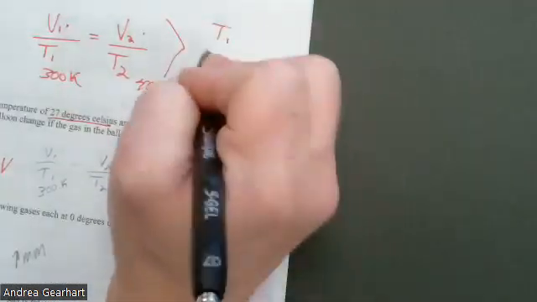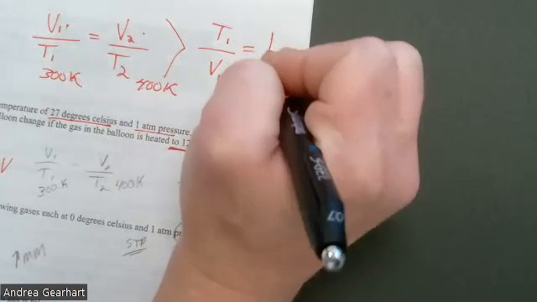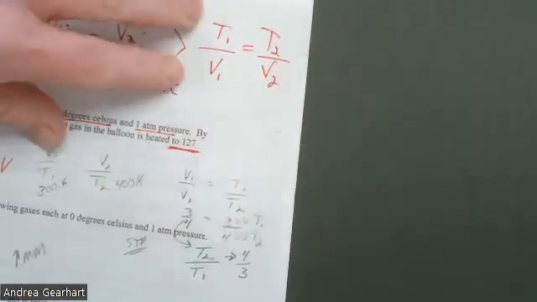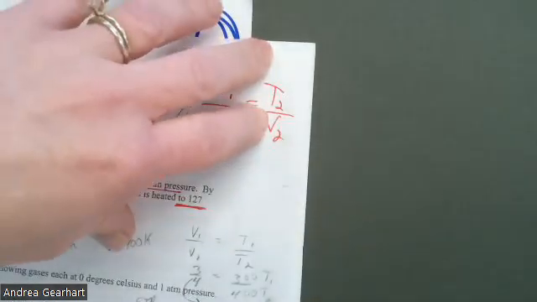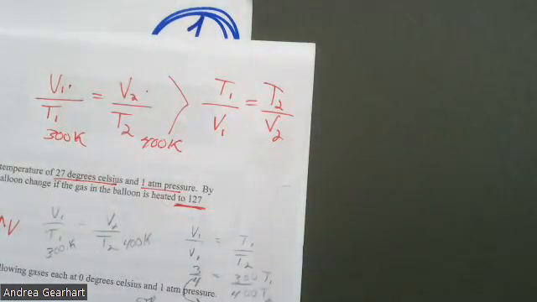We can totally flip this, right? I mean, if it feels more comfortable, we could say T1 over V1 equals T2 over V2, as long as what you do to one side of the equation, you do to the other. Yeah, totally allowed to do that. We cross multiply, whatever you need.